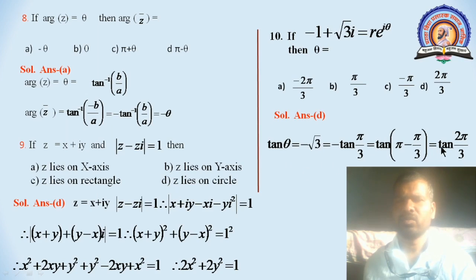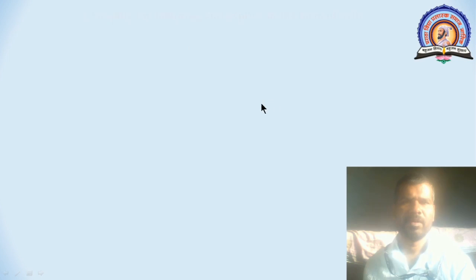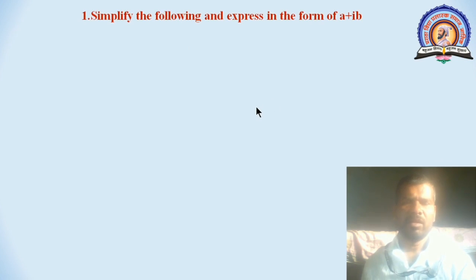Tan theta is equal to tan 2 pi by 3. On comparing, we get theta is equal to 2 pi by 3. So therefore, option D is the correct option. These are the MCQs. Now the next example is: simplify the following and express in the form of a plus ib.